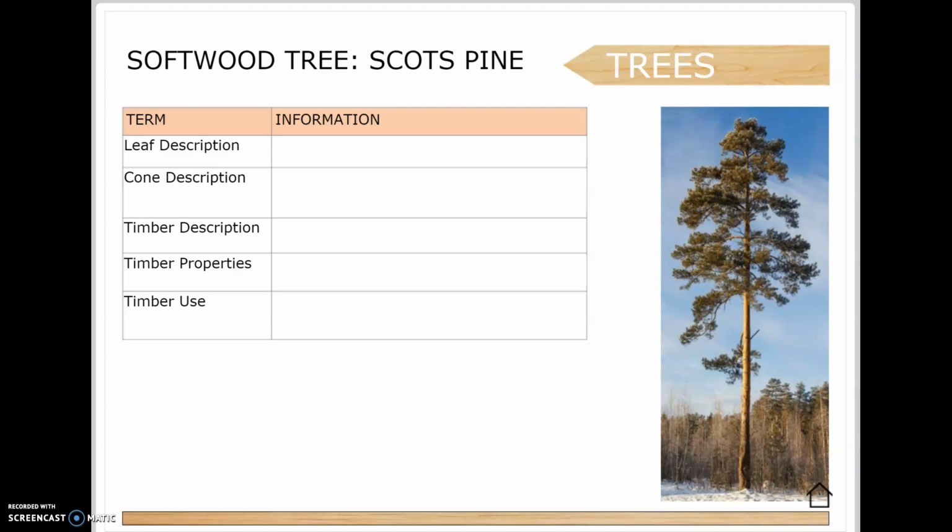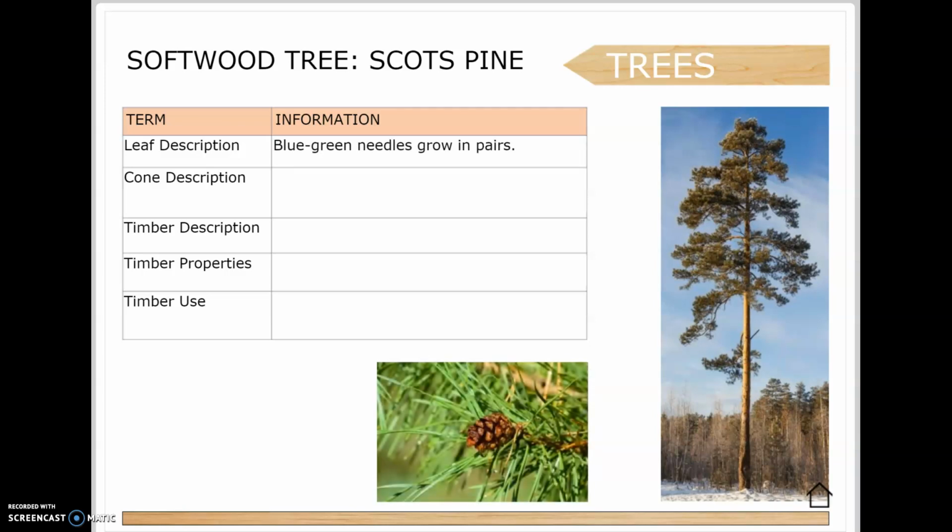So we're not contributing really to deforestation because when we chop one down, we're planting one again. Leaf description, it's for the Scots pine, the first one here. So its blue-green needles grow in pairs. So you'll see the needle leaves here.